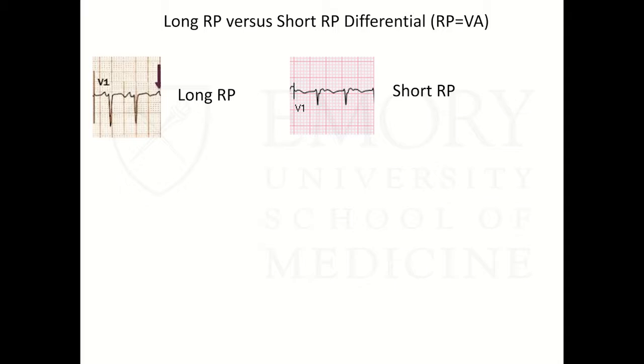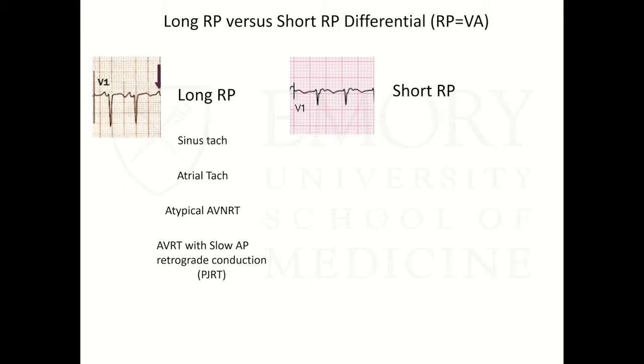So long RP tachycardias, i.e. short PR tachycardias, include things like sinus tach, ATAC, atypical AV node reentry, AVRT with slow retrograde conduction like PJRT, which we may touch on today.